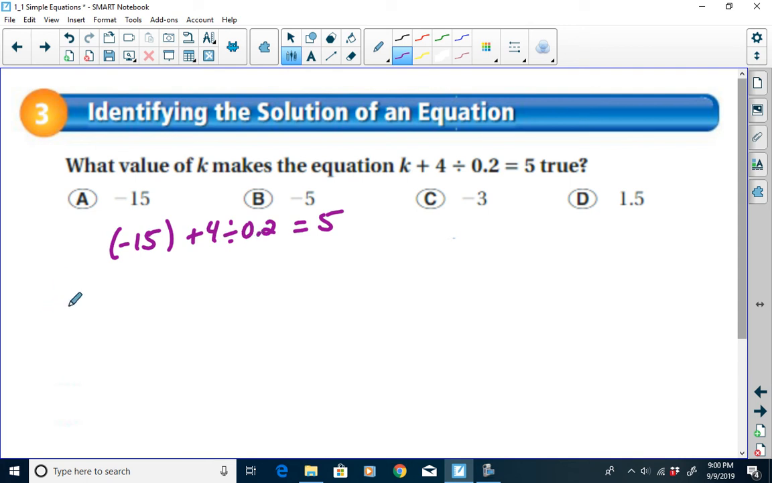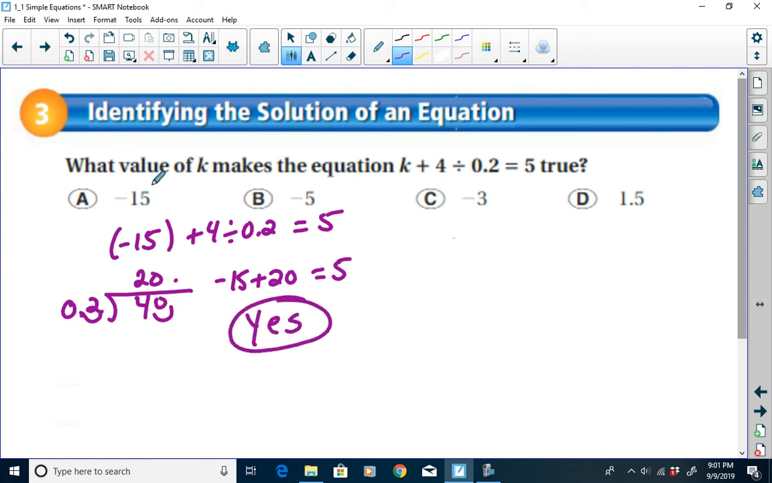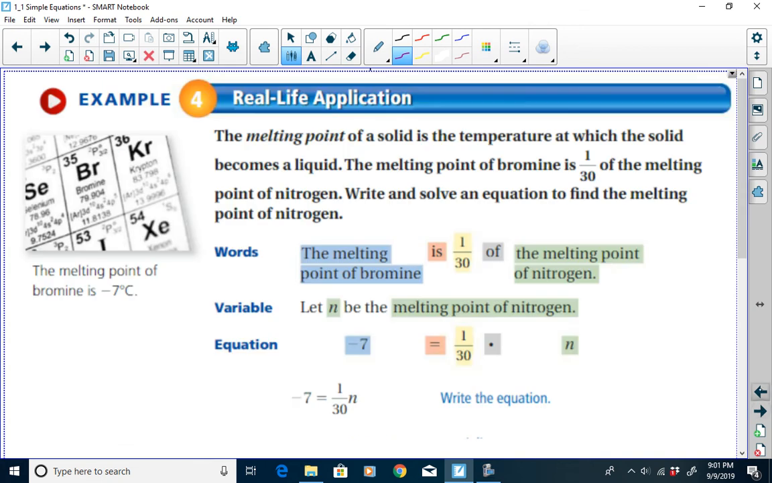I'm going to come over here to the side of my paper and do that. 2/10, 4, slide the decimal point. Decimal point goes in our quotient. 2 goes into 40 20 times. So is negative 15 plus 20 equal to 5? And the answer to that is yes. Right? So the answer should be question A. All right? And let's see. Is that going to be it?